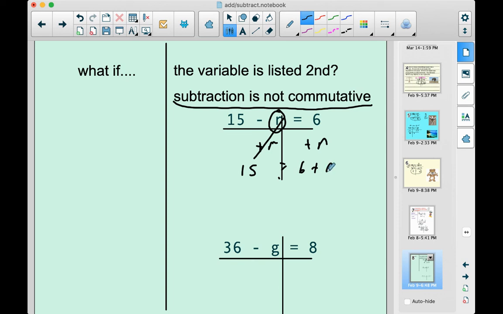So now I can get r by itself by subtracting away that 6. Again, now it's adding, so I undo that with subtracting. Okay, when I do that, I get r equals 15 minus 6, which is 9. Now that was a little more complicated, so I just want to make sure I check that. If I replace the r with a 9, I get 15 minus 9 equals 6. And you can check, and that is true.